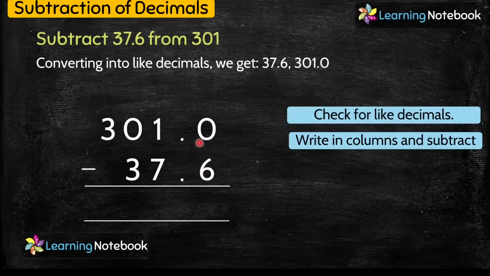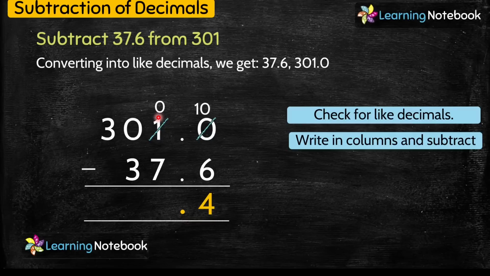But here 0 is weaker than 6. So 0 borrows from 1. So 1 becomes 0 and this 0 becomes 10. 10 minus 6 equals 4. Now let's put a decimal point in the answer and then we will subtract the whole number part.